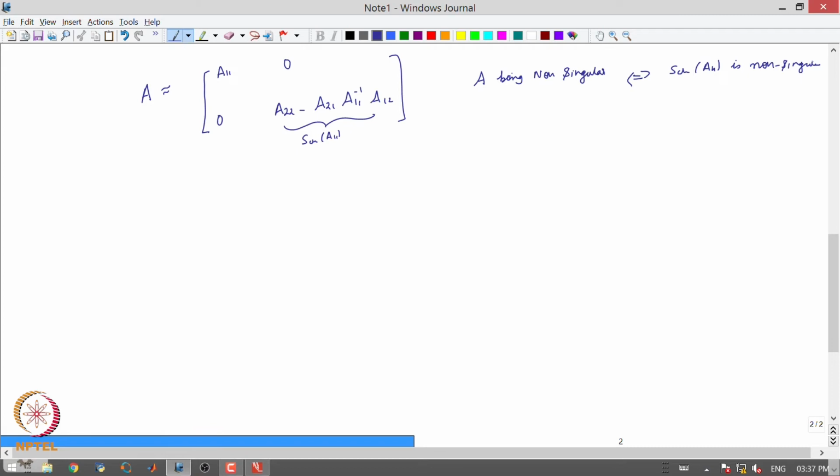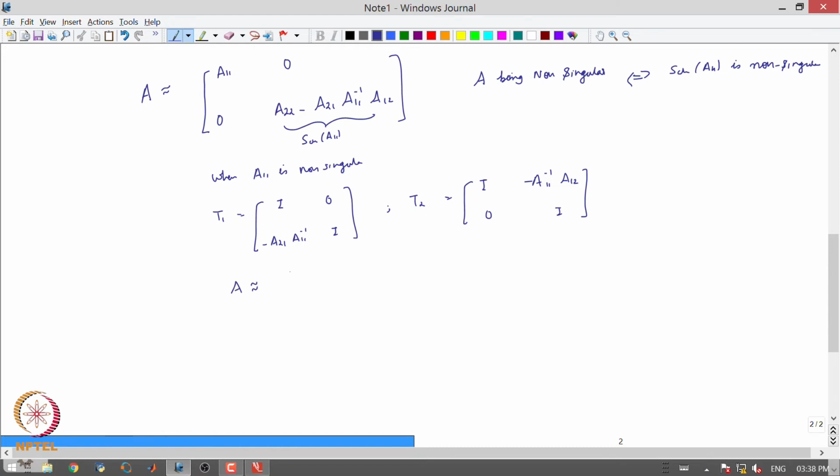Okay, now let's do this. So when A11 is non-singular, that's the condition, right? So this is necessary for this Schur complement to exist. When A11 is non-singular, let us define these two matrices: T1, which is identity, 0, minus A21 A11 inverse, the identity. Similarly, T2 as the identity, minus A11 inverse A12, 0, and also an identity here.